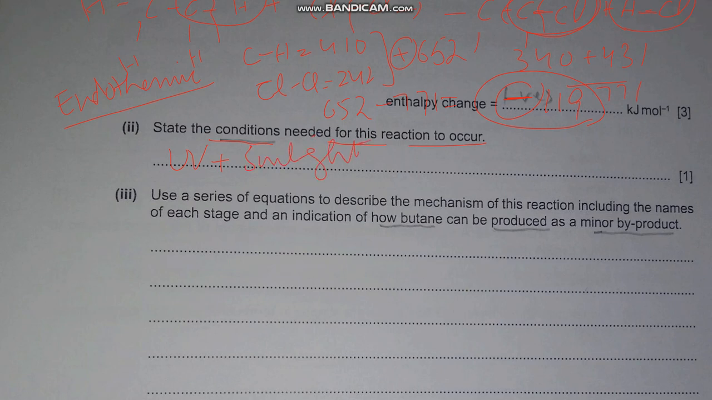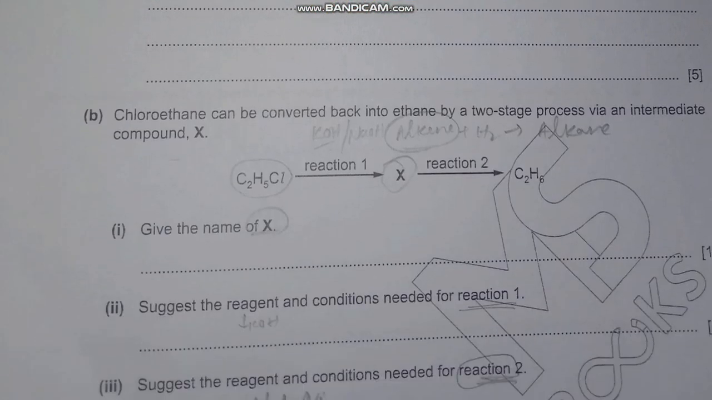Use a series of equations to describe the mechanism for this reaction and how butane can be produced. This is the same as the previous one; in my previous video I described the whole steps. This is repeating. And chloroethane can be converted back into ethane by a two-stage process via intermediate compound X. So here we can see this is a monohaloalkane, and with the help of reaction 1 it is being converted into X. So what changes go into X, and it forms the ethane.